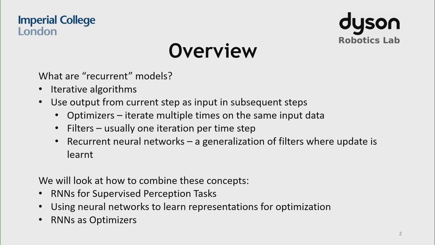For example, some which you might be familiar with are optimizers. Optimizers iterate multiple times on the same input data to refine an estimate. Then there's also filters. Filters are similar to optimizers, but filters usually iterate only once per time step and then do that over multiple time steps to estimate the quantity which you want to find. And then finally, there are recurrent neural networks, which are basically a generalization of filters where the update step is learned. You use data to learn the update steps, and engineers don't design them by hand.